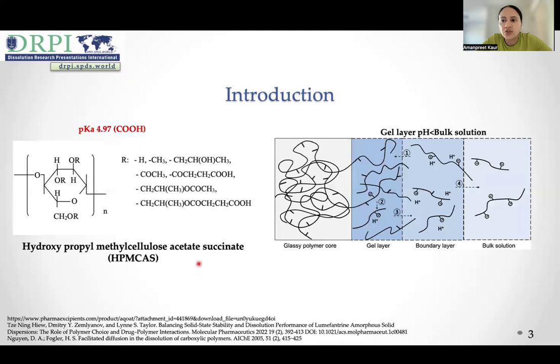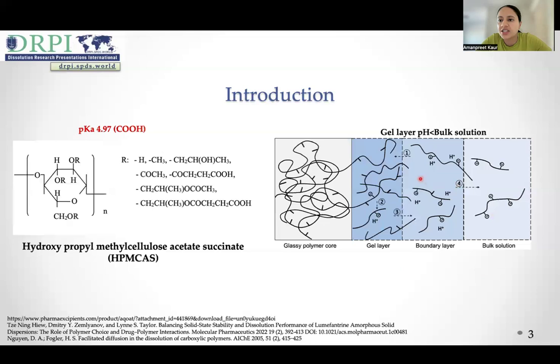HPMCAS is the second most used polymer after PVPVA in formulation of ASDs. It is an ionizable pH-sensitive polymer with an acidic pKa of 4.97. Solubilization of HPMCAS occurs in 4 stages. First stage is diffusion of water molecules into the polymer matrix. Second stage is ionization at a favorable pH with liberation of protons. Third stage is hydration, which happens only when polymer is sufficiently ionized. Fourth stage is diffusion and solubilization into the bulk solution.